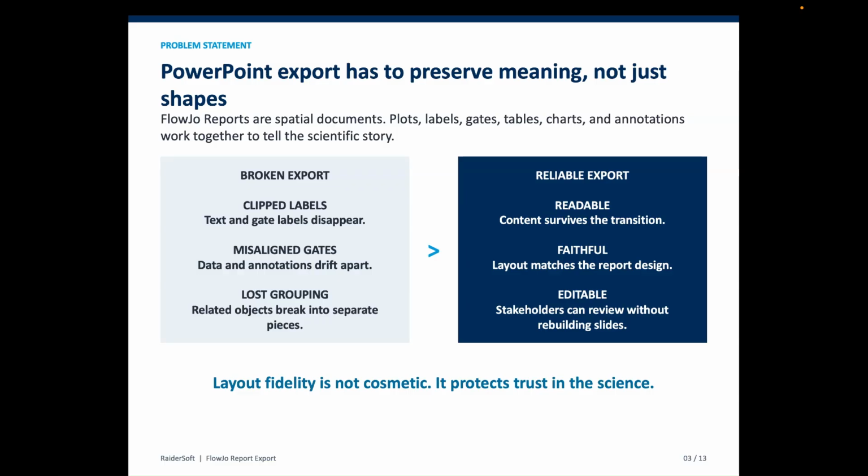FlowJo reports are not just random charts and text boxes. They are spatial documents, meaning the layout itself helps explain the science. A plot, its gates, labels, tables, and annotations all work together to tell a story. So if the PowerPoint export is broken, it's not just a visual issue. If labels get clipped, gates shift out of place, or grouped objects separate, the meaning of the report can be lost or misunderstood. Our goal was to create a reliable export where the content stays readable, the layout stays faithful to the original report, and the final PowerPoint is still editable for stakeholders. The big idea is that layout fidelity protects the trust in the science.